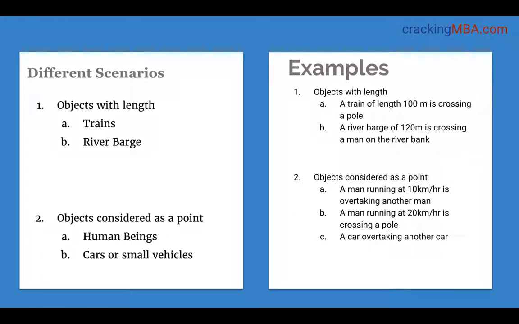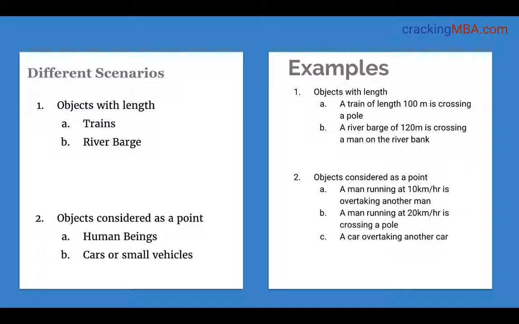Now let us see the different scenarios. Some scenarios you encounter for such questions are objects with length and objects considered as a point. Objects with length include trains or river barges, which have a specific length, and you need to consider that length in the calculations. Some objects such as human beings, cars or other small vehicles can be considered as a point. They don't have a specific length for calculation. Let us see examples and identify them.